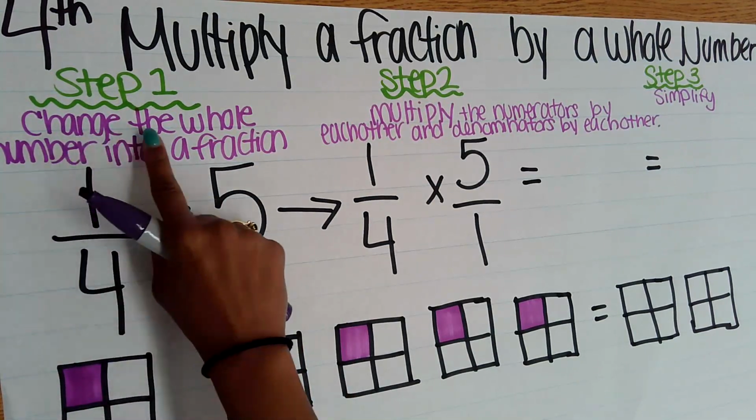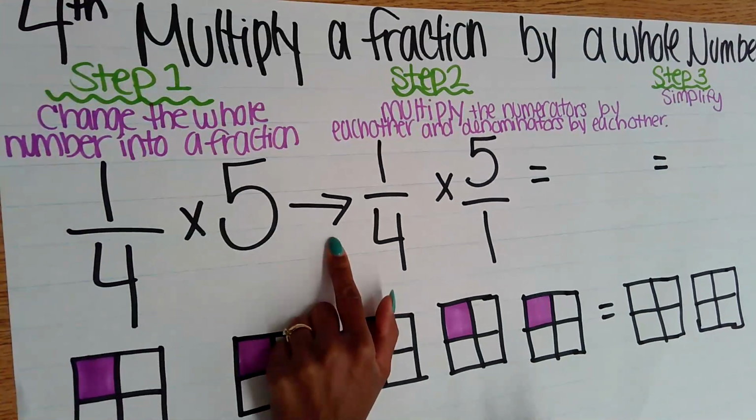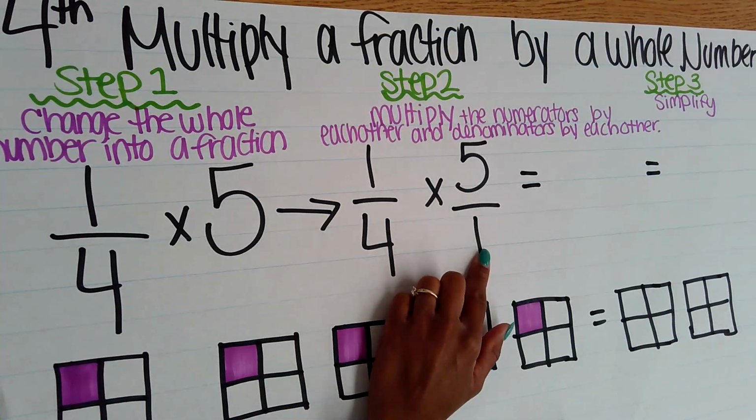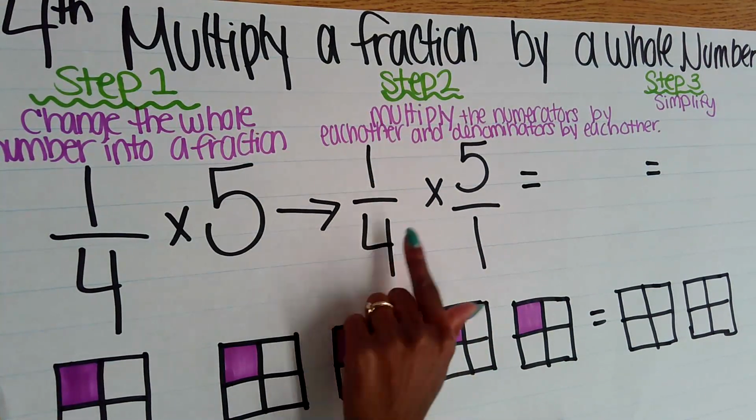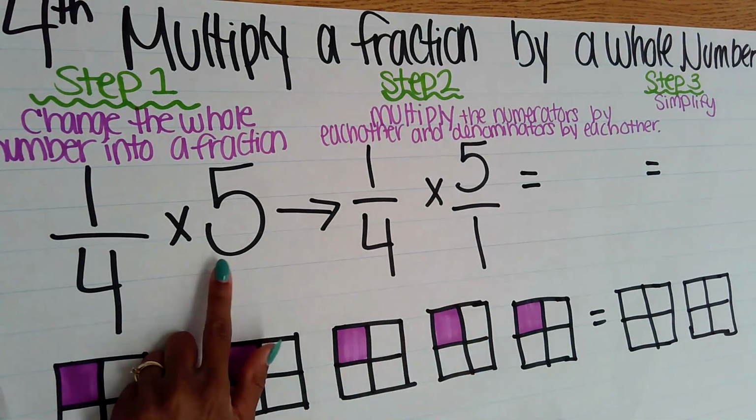I want to start with changing the whole number into a fraction. When we change our whole number into a fraction, we're giving it a denominator of 1. So I have 1/4 times 5 over 1, which is the same thing as 5.